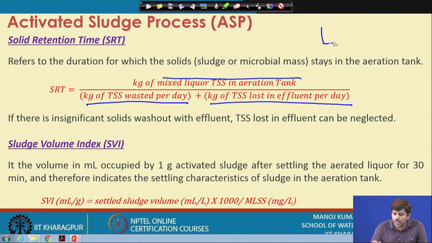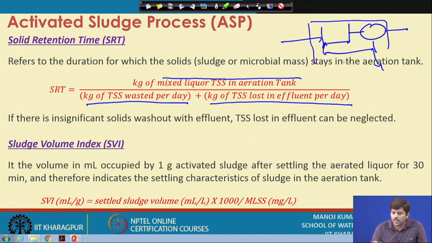So, if you quickly see again, this is your aeration tank, this is your secondary settling tank, and this is the amount of recycling. If you consider this as your activated sludge process, how much solid is present in here, which is actually under reaction, you divide this total mass by the rate at which the solids are being wasted, so the solids going out with this route plus the solids going out with this route. If you add these two, what you get is the total amount of solid being wasted in a day, and the total amount of solid present in the system.